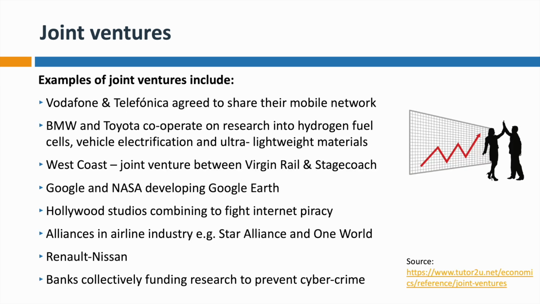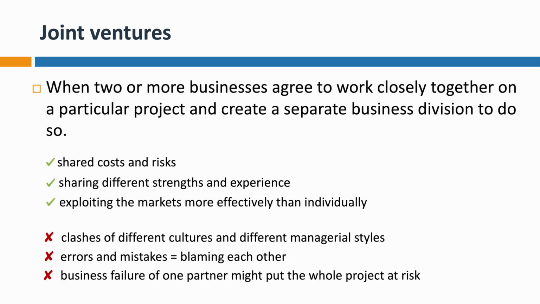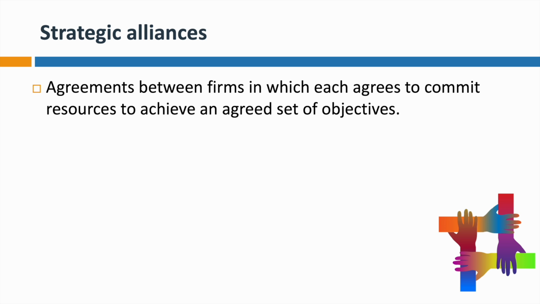Now, some examples of joint ventures you could have a look at here on this slide. And now the important distinction between joint ventures and strategic alliances is that in joint ventures, the two or more businesses come together to create a separate business entity in order to do so. Whereas in a strategic alliance, you just come together and commit resources to achieve a set of goals that have been agreed on. But here, you don't need to create a separate entity. It's enough to just sign an agreement to specify the different rules, but you would still operate separately as two entities on that project.